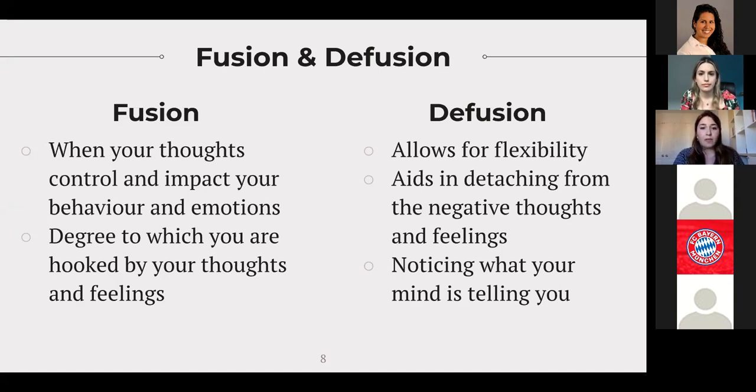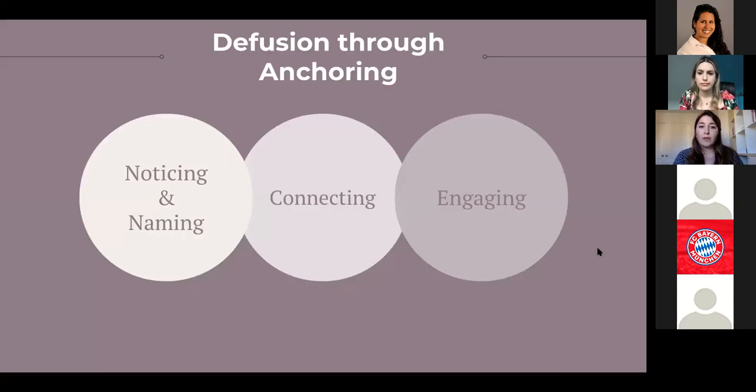So diffusion, on the other hand, is what we can do when we want to disengage from those distressing feelings or emotions. And engaging in diffusion can actually allow us to be more flexible with our thoughts, can allow us to detach from those negative thoughts and feelings. And it can also allow us to notice what our mind is trying to tell us. Which is great.